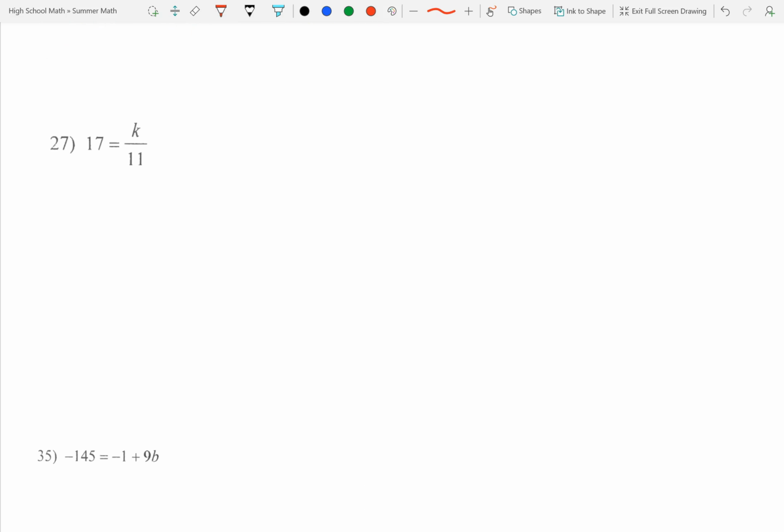Alright, we want to solve for k. That is, we want to get k by itself. Here k is divided by 11. The inverse operation of division is multiplication. We will multiply both sides by 11. And here I'd simply show connecting. The 11 cancels with the 11 to leave k.